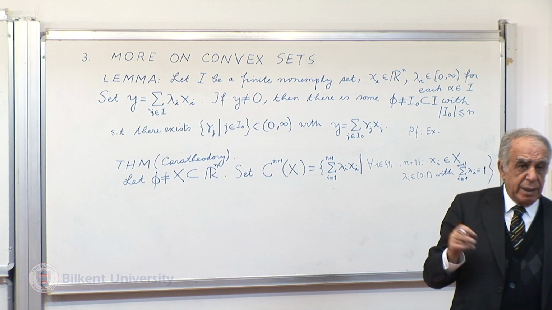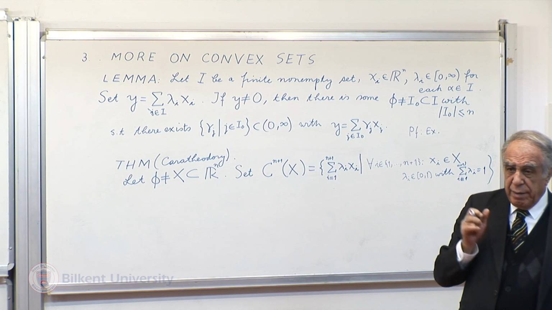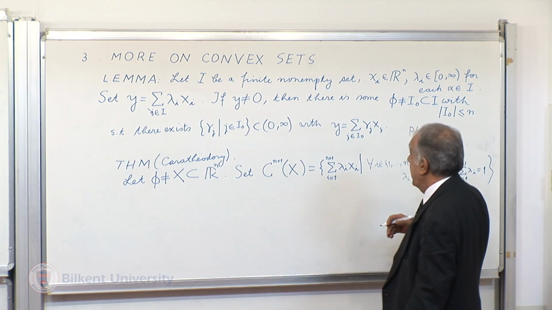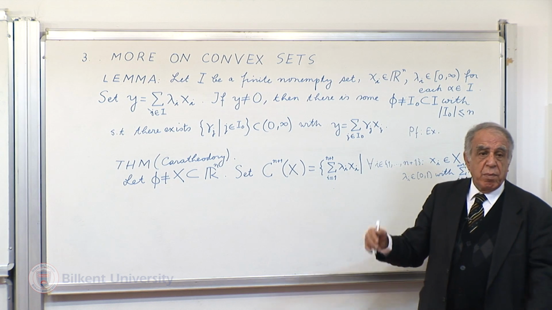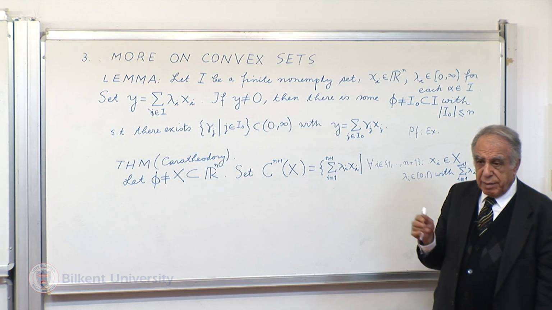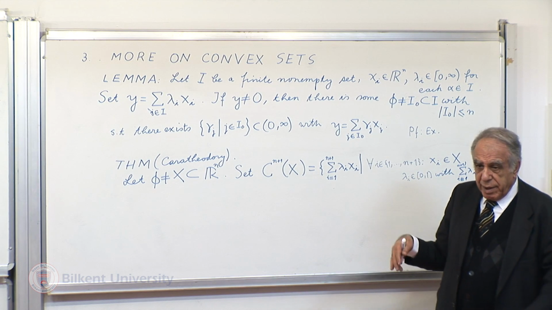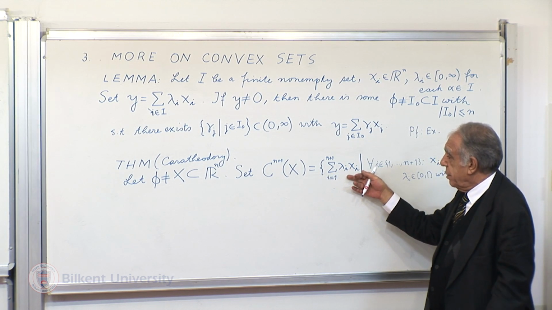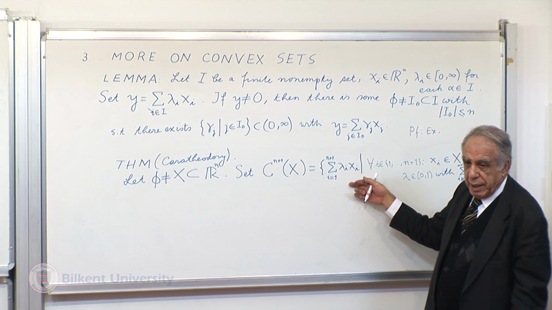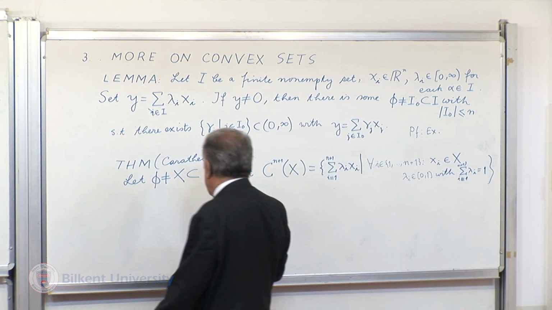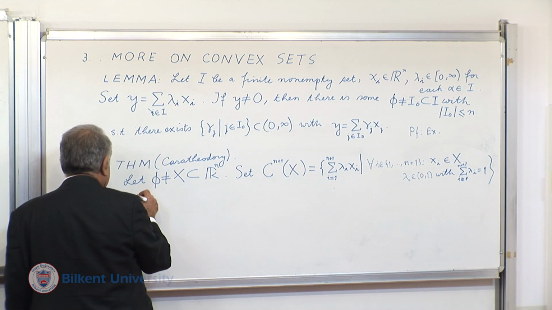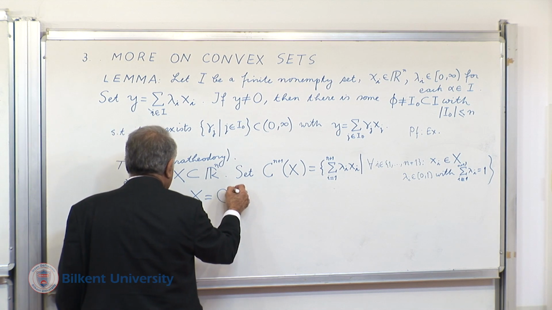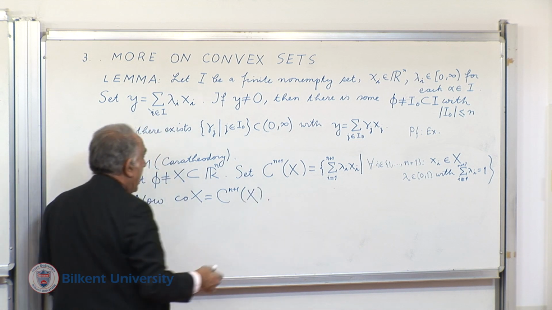When you start with X and when you form capital C of X, you take any number of members, finitely many, from X. You form all convex combinations of them. Then you throw everything in a basket and you get C of X. While here, there's a restriction on the number of members you take. C n plus 1 of X will be a subset of C of X. Okay. Now the result here is that the convex hull of X is nothing but C n plus 1 of X.